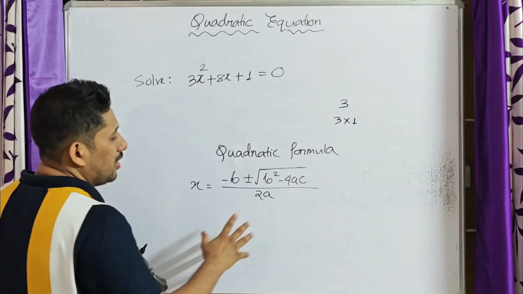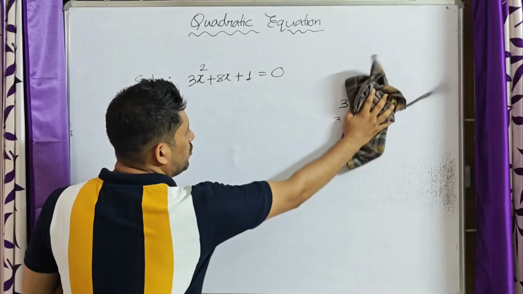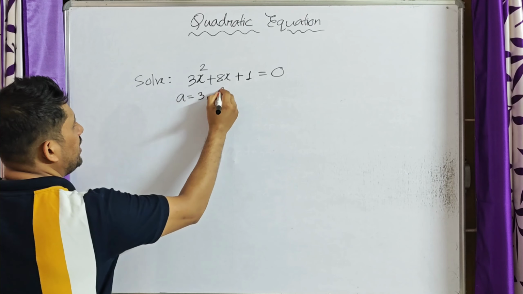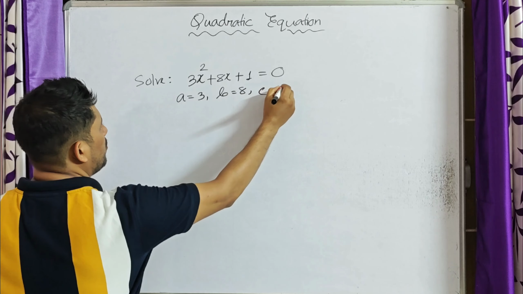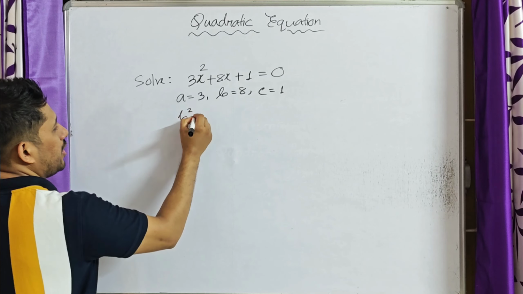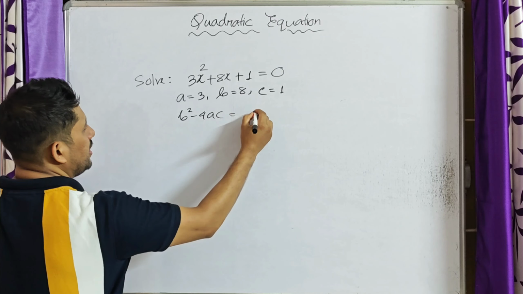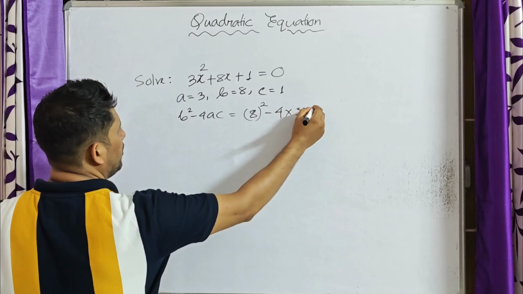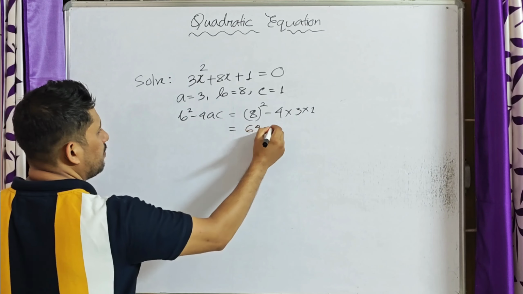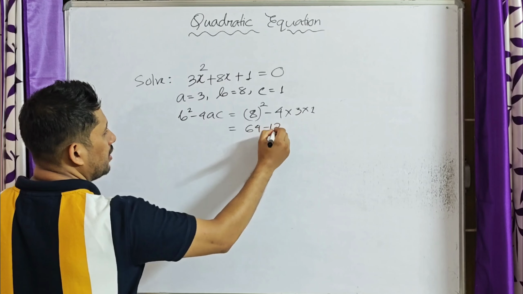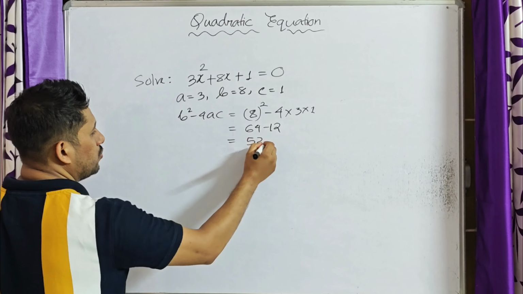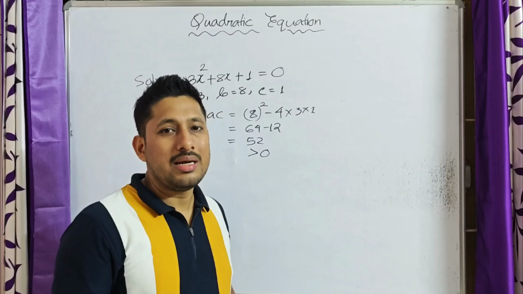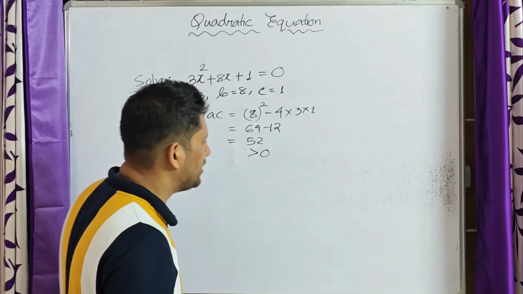So let me solve this question for you to make you understand. At first, a is given, b is given, and c is 1. So b square minus 4ac: b is 8, square is 64, minus 4 into 3 into 1, which is 12. When you subtract, you get 52, which is greater than 0. If it is greater than 0, there will be real and unequal roots, correct?